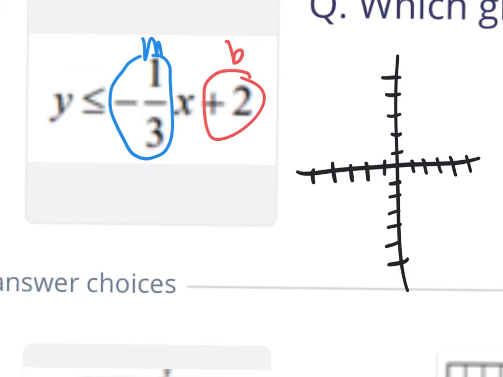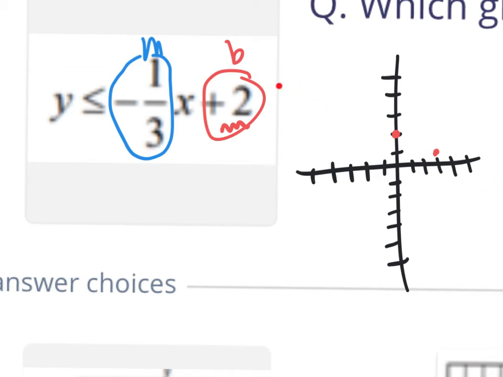It crosses at 2. That's where we get the b value, crosses at 2. From that point, I'm going to be going down 1 over 3. So down 1 over 1, 2, 3, and put a dot right here. I know it's an ugly sketch. I wish I had a nice graph, but I don't. But anyways, there's my line. And I could continue to go down 1 over 3, and I could go in the opposite direction. But the bottom line is my line will be right here.